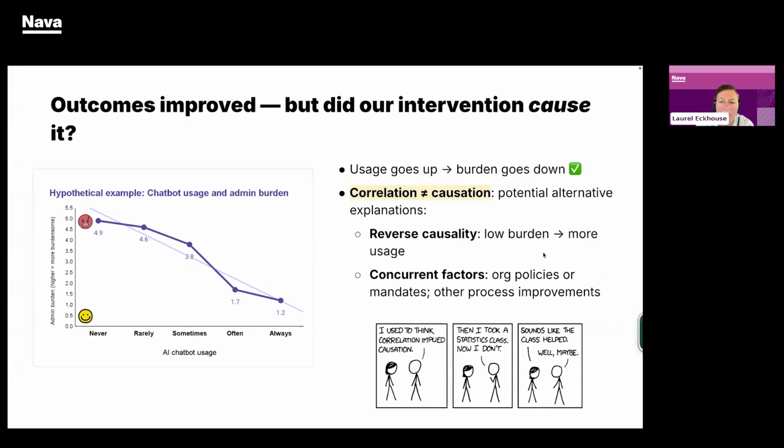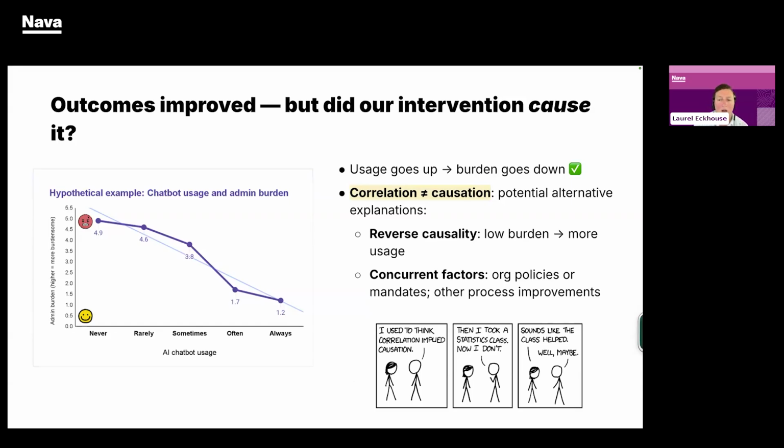So let's suppose that we implement an AI chatbot to help reduce caseworker burden. We run this pilot for 6 months. We look at the data on tool usage and burden score. We see that as usage goes up, burden goes down. Right? We've got this great downward sloping slope. And at this point, it's natural for us to get excited and start thinking about scaling. Great, these two things have happened at the same time. Seems probable that there's some kind of causal relationship.